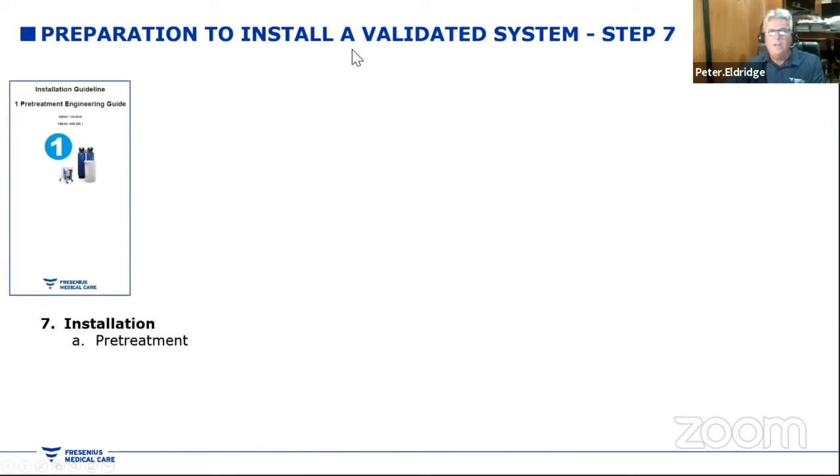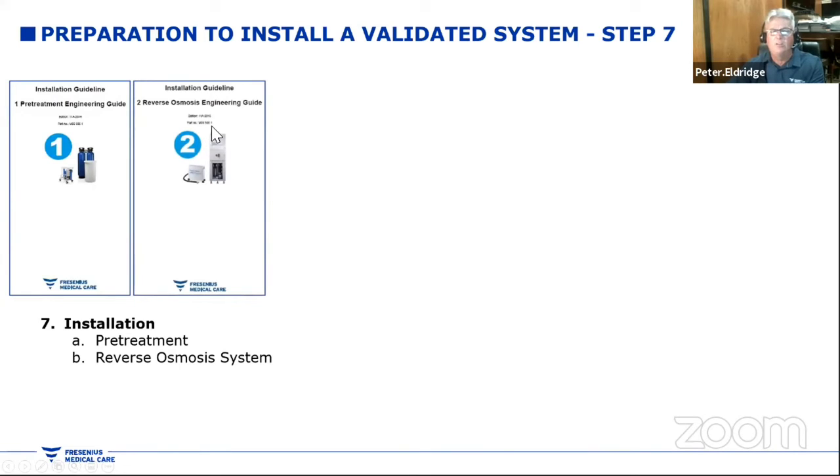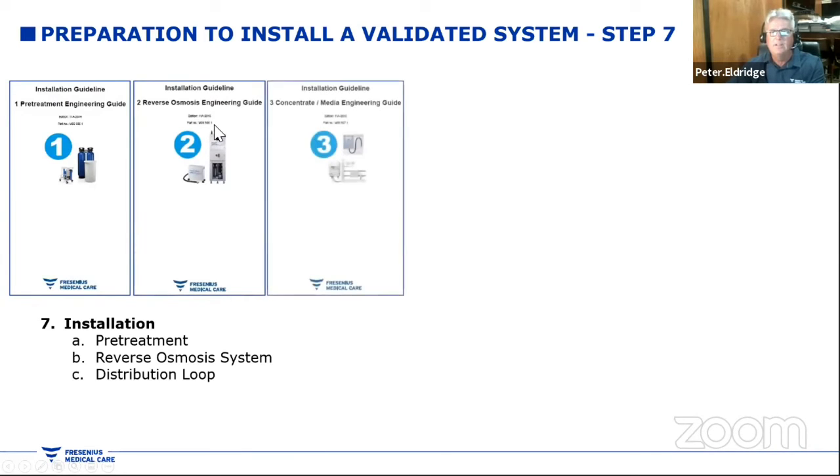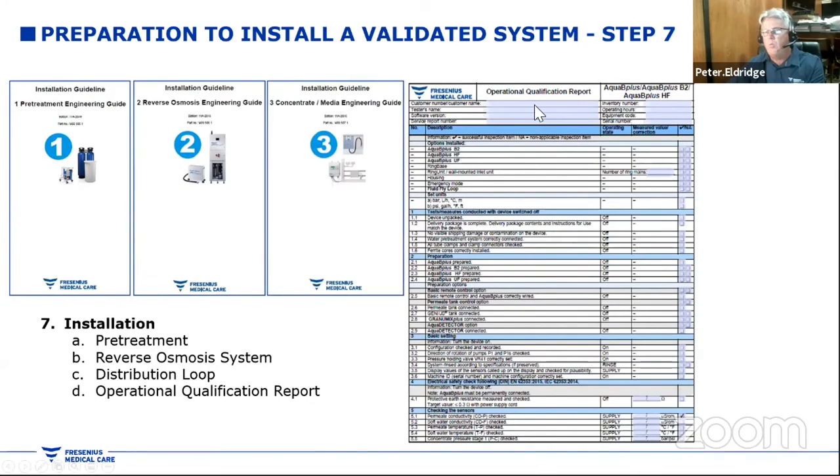For our equipment, we have installation guidelines for the pre-treatment, installation guidelines for the reverse osmosis system, and installation guidelines for the distribution loop. Once we've installed everything as per the installation guideline, we then do an operational qualification report. So we have the customer's name, the software versions, the service report, and then we tick any of the boxes which are relevant to the equipment that's been installed.